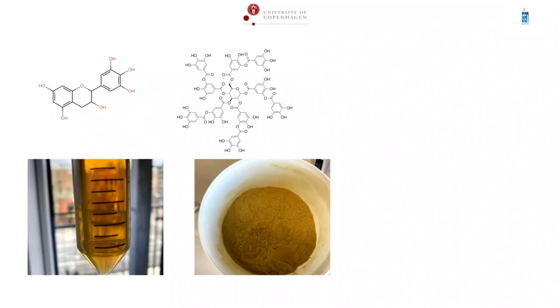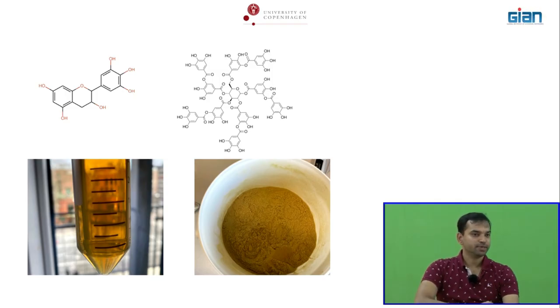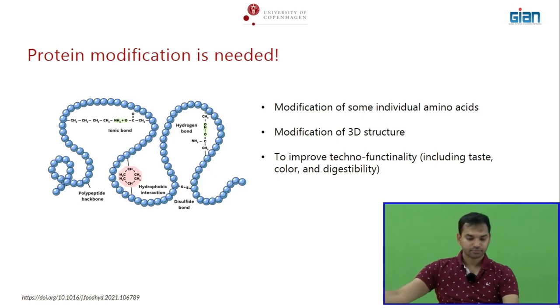And then again, we discussed this. One of the biggest challenges today while selling plant proteins is that they are colored. Color is a problem. How do we remove the color? We need to modify proteins.